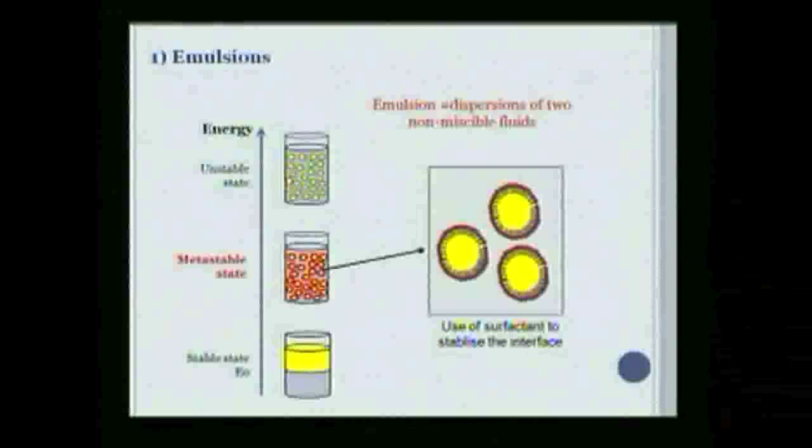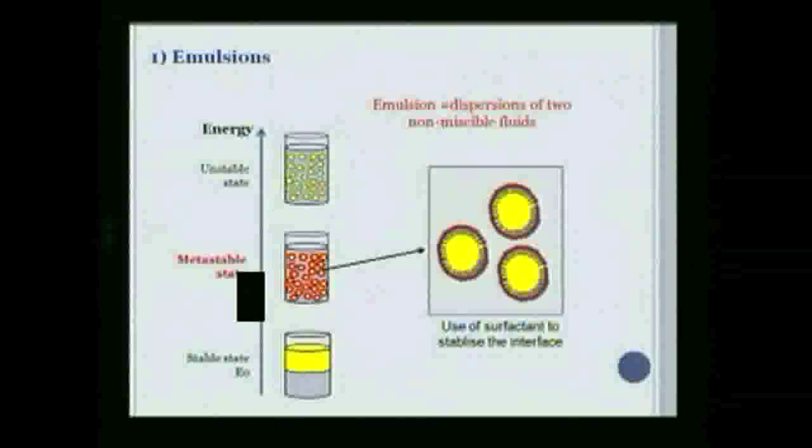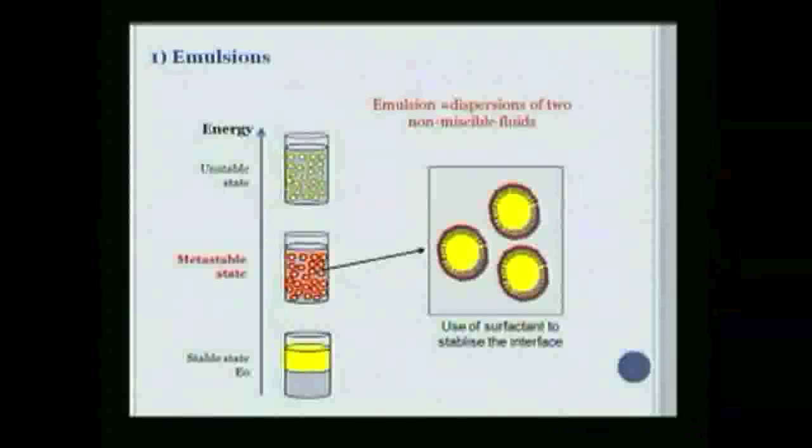What are emulsions? An emulsion is a dispersion of two non-miscible fluids. Typically, the main example is oil and water. So you know that when you mix oil and water, if you do this in your kitchen, if you try to mix oil and water very quickly, in a few seconds, you will obtain this situation, a phase separation between oil and water.